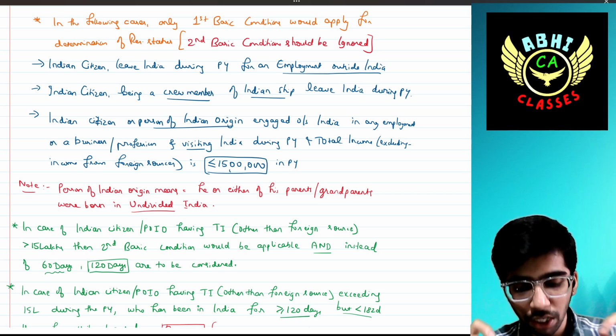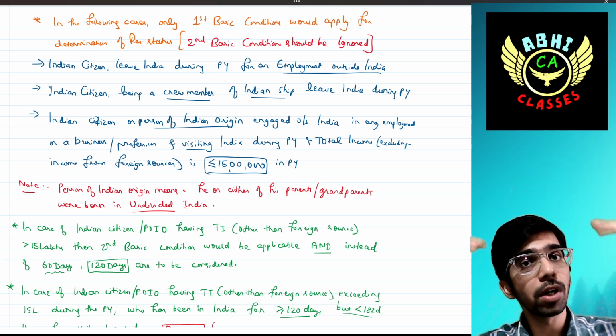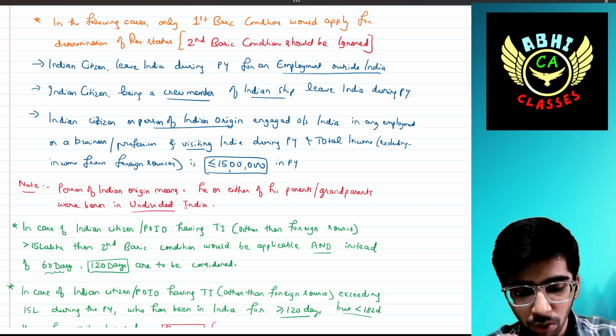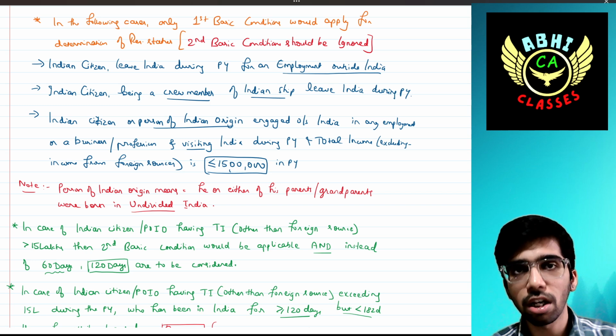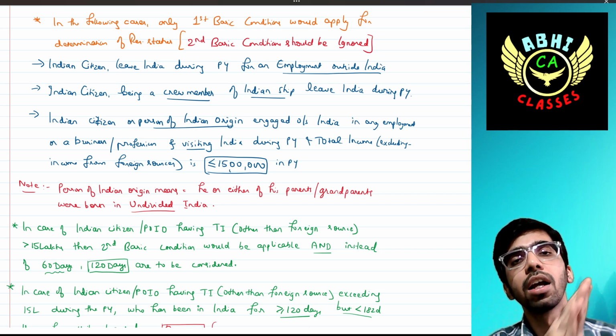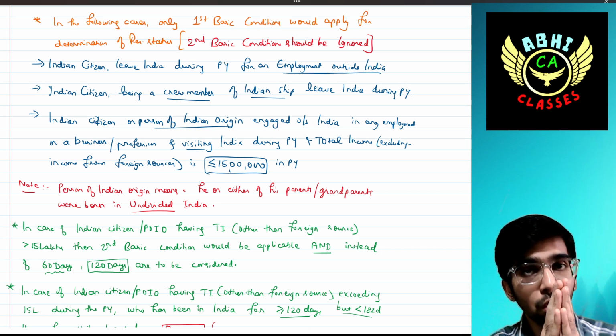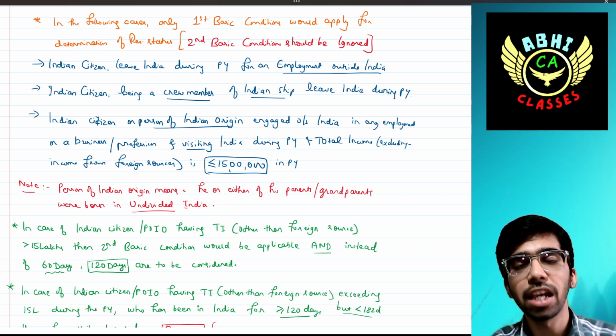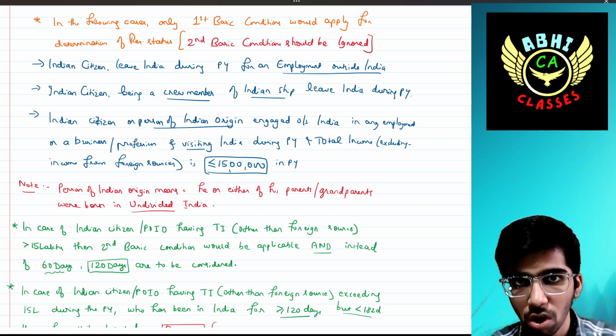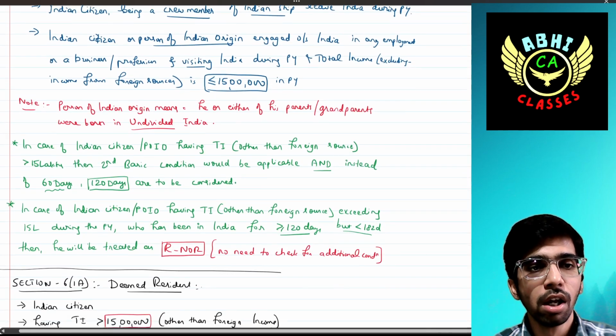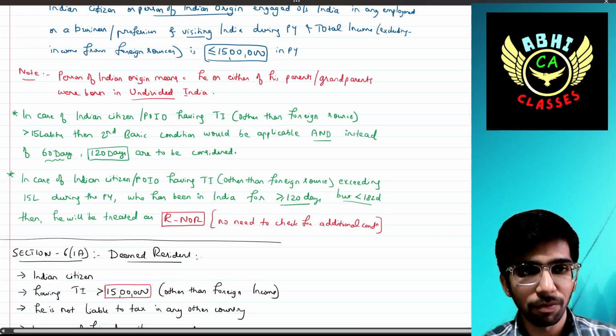If I am visiting India, having a business or employment outside India, and during my stay in India my Indian income is up to 15 lakh, then only the first basic condition should be seen. The second basic condition should be ignored, right? Very important points.